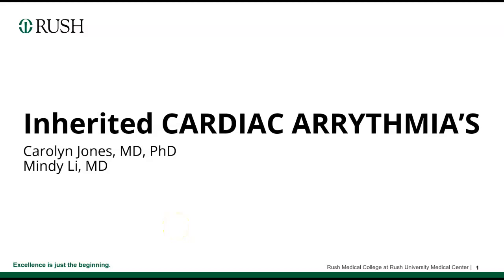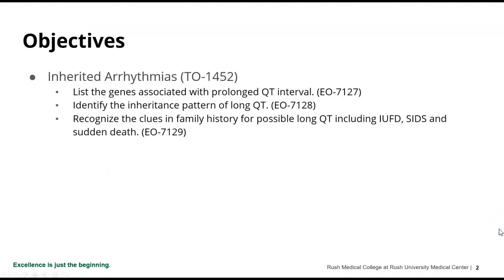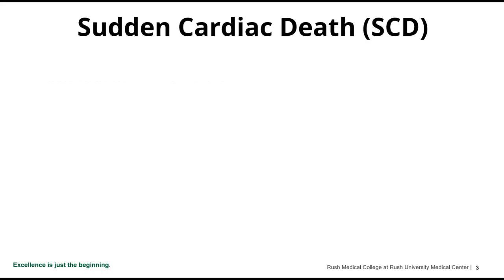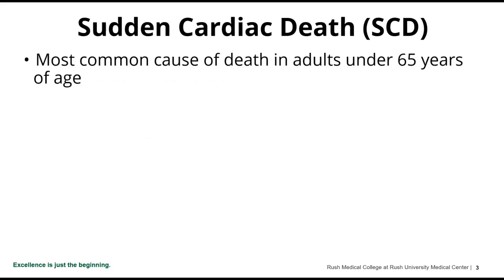Okay, this is going to be a presentation on inherited cardiac arrhythmias. And so the objectives include to list the genes associated with prolonged QT syndrome, identify the inheritance pattern along QT, and recognize clues in a family history for possible long QT, including intrauterine fetal demise or IUFD, sudden infant death syndrome or SIDS, and just in general sudden death, even if you're not an infant.